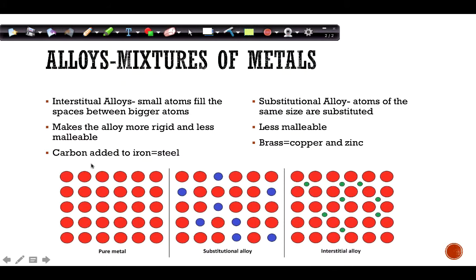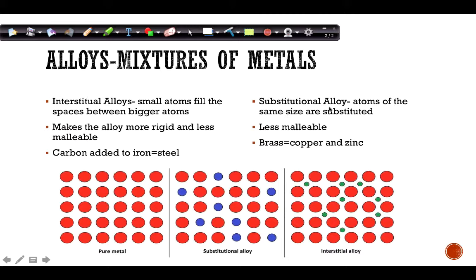Now, when we are looking at metals, sometimes we make a mixture of metals to give us different properties in those metals. So technically, if you have gold, gold is actually a very soft metal, so they will add other ingredients to the gold to make it stronger. There's a couple of different types of alloys. One is called an interstitial alloy, and that's where we put small atoms to fill the spaces in between those large metal atoms. And basically this makes it more rigid and less malleable. So if I add carbon to iron, and carbon is significantly smaller than iron, it's going to make it stronger, and that's actually called steel.